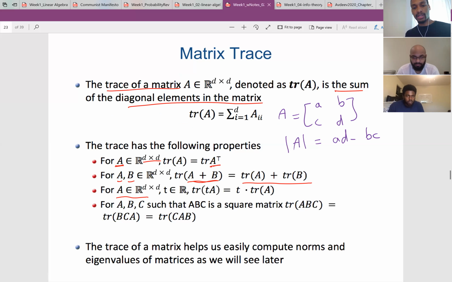And then for a square matrix, if you have some scalar times the matrix, the trace of that is going to be equal to the scalar times the trace of the matrix. And then this is really interesting. For some matrices A, B, C, such that ABC is a square matrix, the trace of ABC is equal to the trace of BCA, which is equal to the trace of CAB. Some people call this the cyclic property.